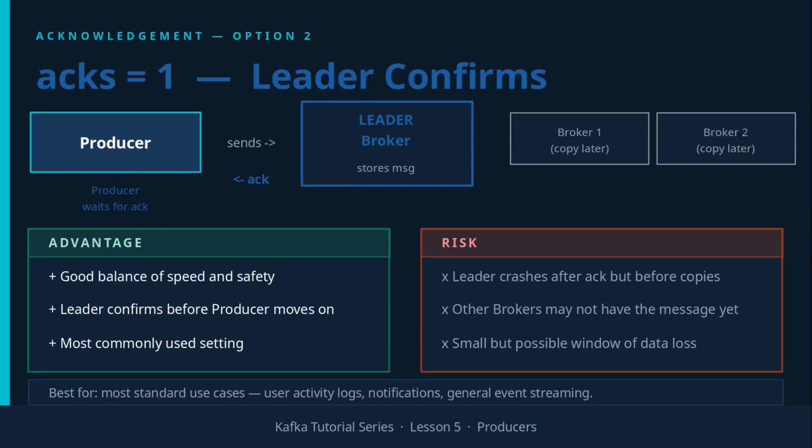ACKs equals 1 means the producer waits for confirmation from the leader broker only. Once the leader confirms the message is stored, the producer moves on. Good balance of speed and safety. Faster than waiting for all replicas, but safer than fire and forget. Small risk remains: if the leader crashes right after confirming, but before other brokers copy the message, data could be lost. This is the most commonly used setting.